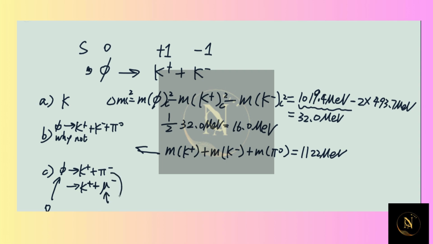But then if we look at this, we know that mu and pion will have a strangeness of 0. So in this case, we have 0 before the reaction, but for both reactions, we will have a strangeness of positive 1 after the reaction. So strangeness conservation is violated. That's why these reactions are not observed.